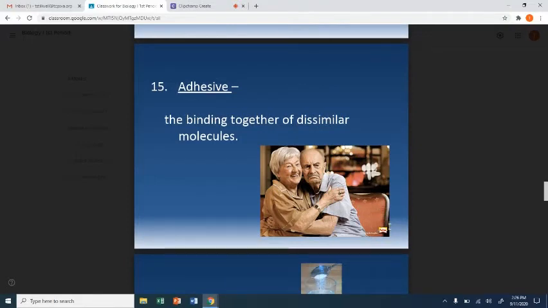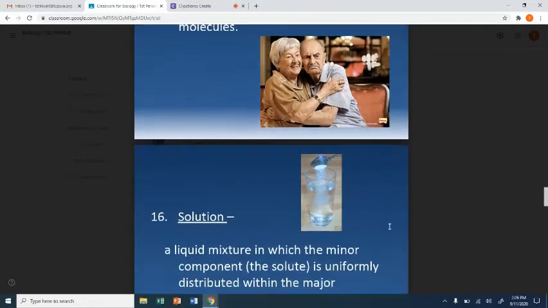Think about if you spill Kool-Aid, you're going to put a paper towel. That paper towel absorbs up that liquid. That absorption is capillary action. The two different molecules are attracted to each other and binding together. Adhesion. Two different molecules. Two dissimilar molecules.